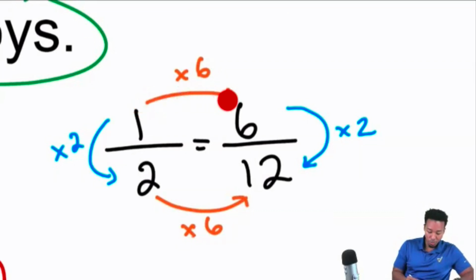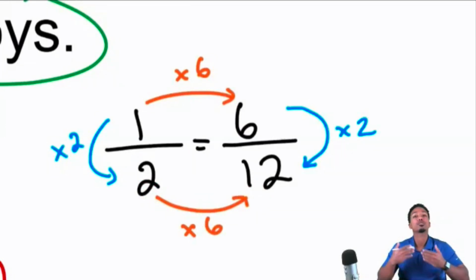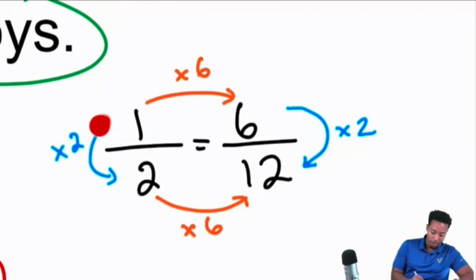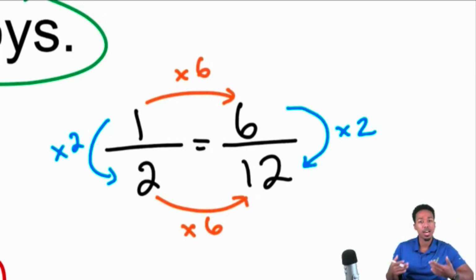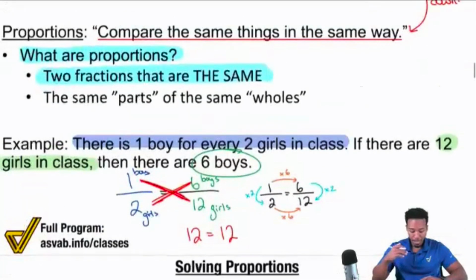If we went left to right on the top, that's times 6. 1 to get to 6 is times 6. And so we were able to copy that method on the bottom. It is guaranteed to work because remember, with a proportion, all you're doing is comparing the same things in the same way. That's why this works. And so if you compare top to bottom in blue over here, 1 to 2 is times 2. 6 to 12 is also times 2. That works.